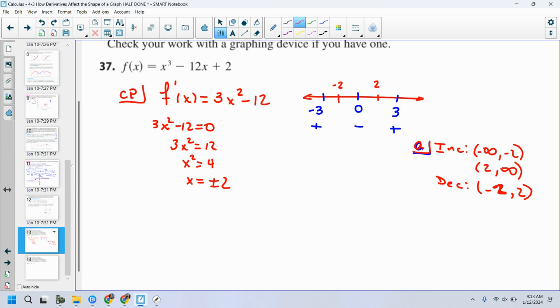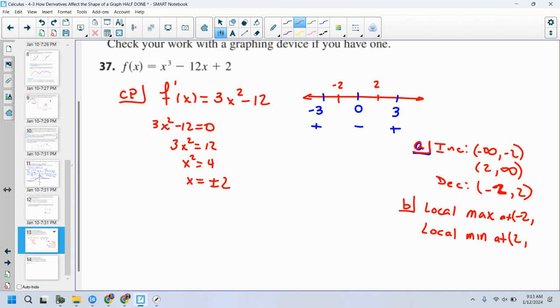So the first derivative test says that at -2, there is a local maximum, increase to decrease, at -2 comma something. I'll figure out what the y value is in a second. And then there's a local minimum because it's going from decrease to increase at 2 comma something, right? Let's figure out what those y values are really quick.